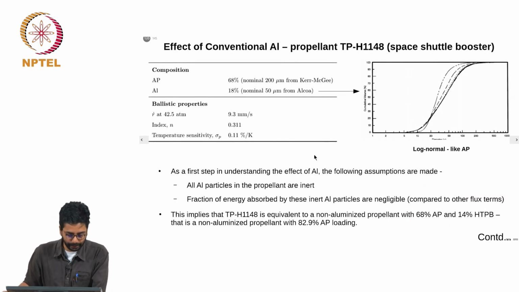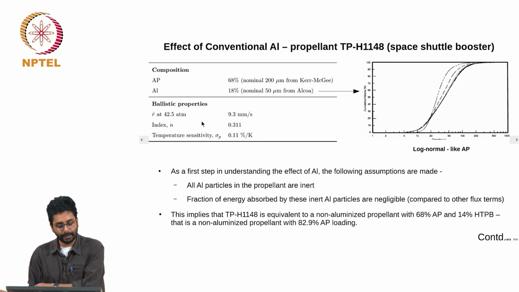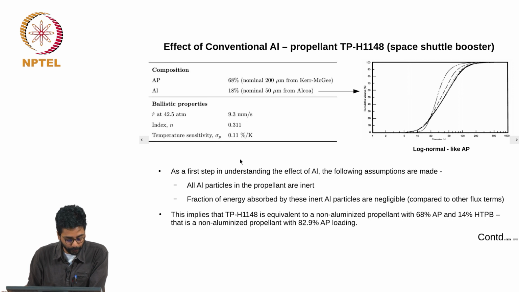Let us look at the effect of conventional aluminum of the kind that is used in the space boosters, also used in propellant TPH-1148, which is used in the space shuttle booster. The AP is 68%, nominal size is 200 microns. Aluminum, as you see here, is quite large, it is 50 micron, 18%. Burn rate at 42.5 atmospheres is 9.3 millimeters per second with an index of 0.311 and temperature sensitivity of 0.11% per Kelvin. The aluminum particle size, like AP, is also log normal.